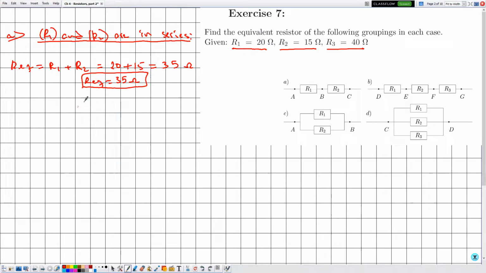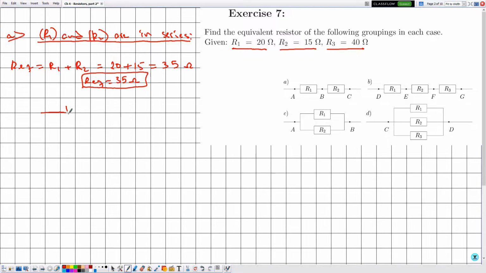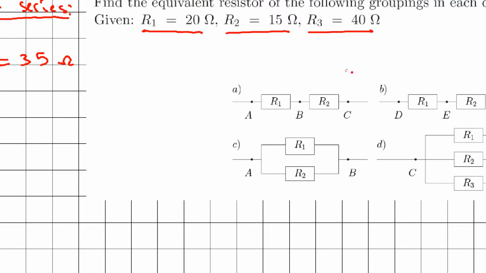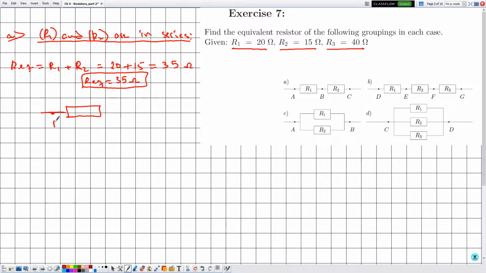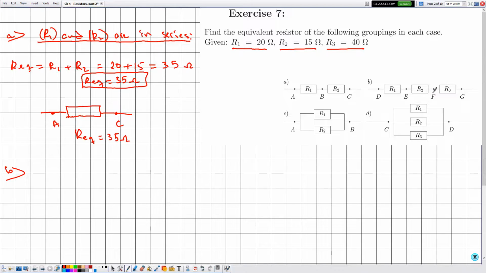Okay, so now because we have calculated an equivalent resistor, this equivalent resistor will replace R1 and R2, so it's given by this. Then the point B will disappear. We have the point A, the terminal C. This is R equivalent, and the value of R equivalent is given by 35 ohms. Now in part B they are telling me, so we have 3 resistors. Let me say, okay, the value of R1 is given by 20, this is 15, and this is 40. So before we calculate the equivalent resistor, we need to mention whether they are in series or in parallel. So here it's very clear that they are in series.